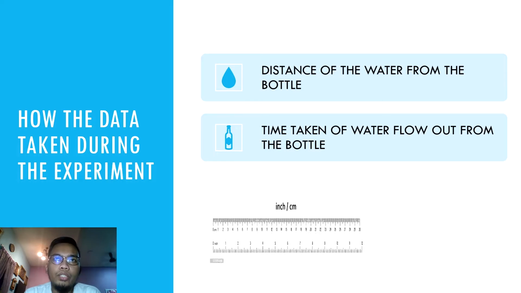First, we need the distance of the water from the bottle. To get this measurement, we use a ruler to measure the water from the bottle. Next is the time taken for the water to flow out from the bottle. This data will be measured by using a stopwatch.